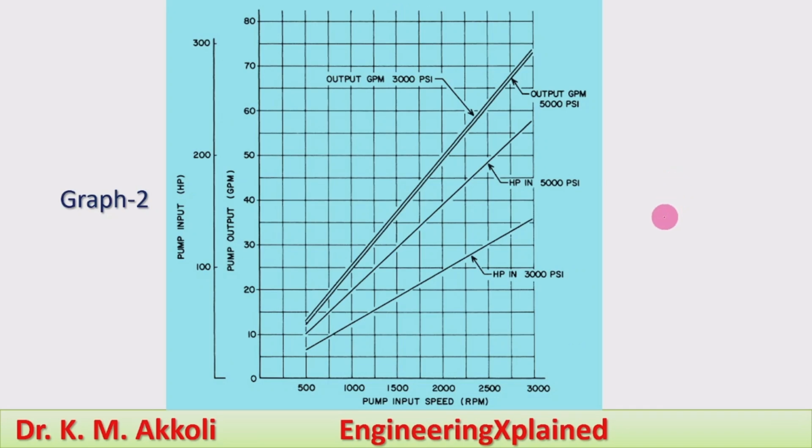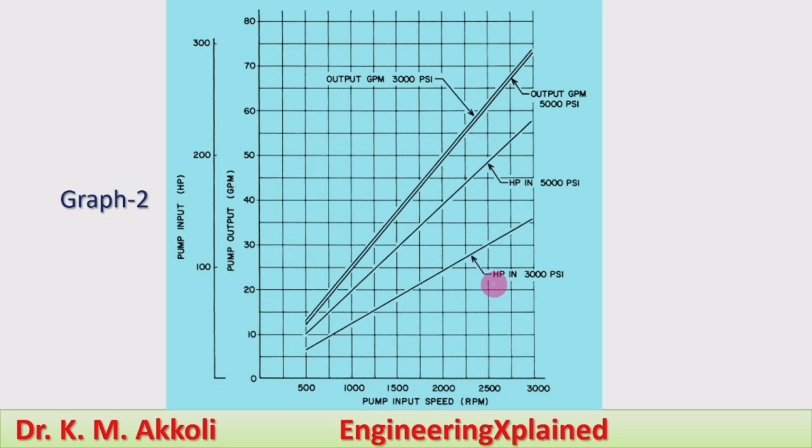Next, the pump input speed in terms of RPM is plotted against the pump input HP, the pump input power required in terms of HP, and the pump output in terms of GPM, the flow rate. And again, we are going to consider the rated pressures. First we'll take the pump HP.